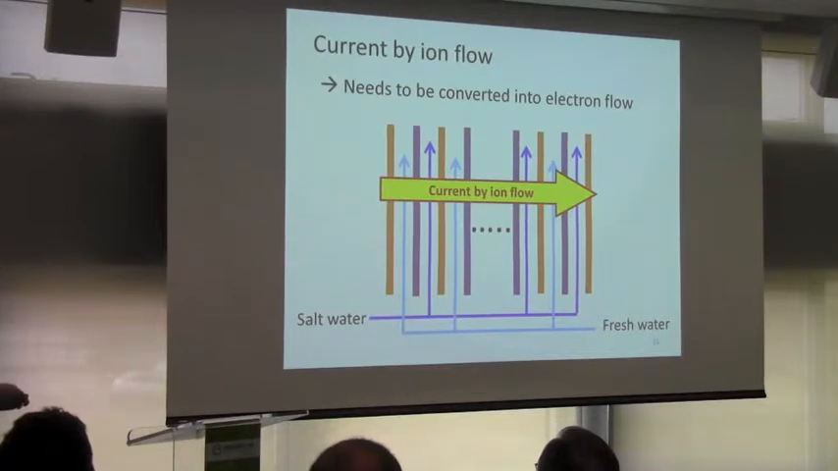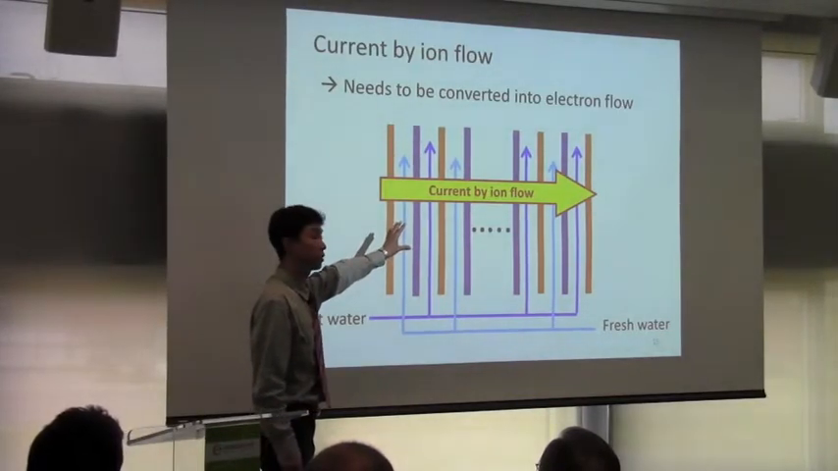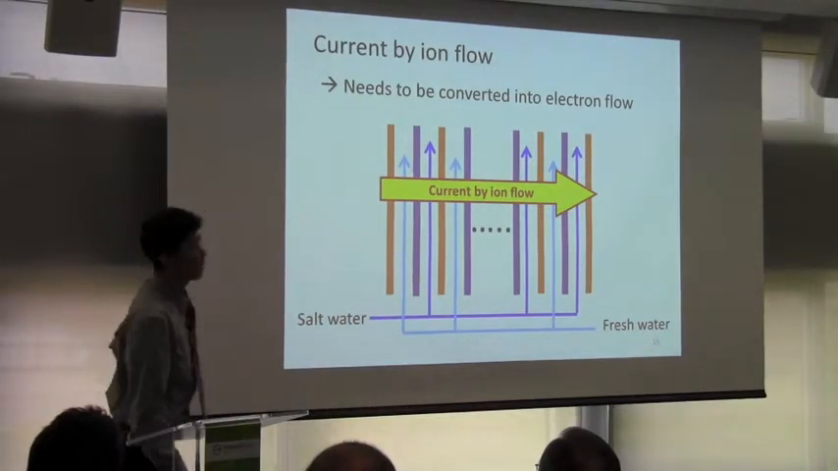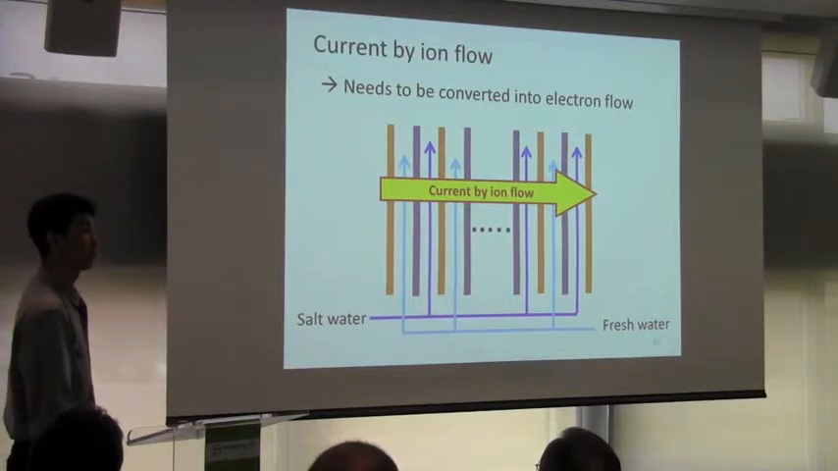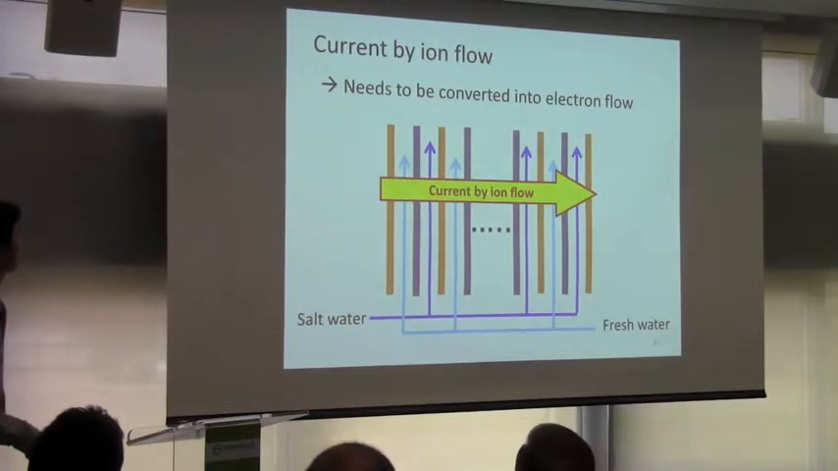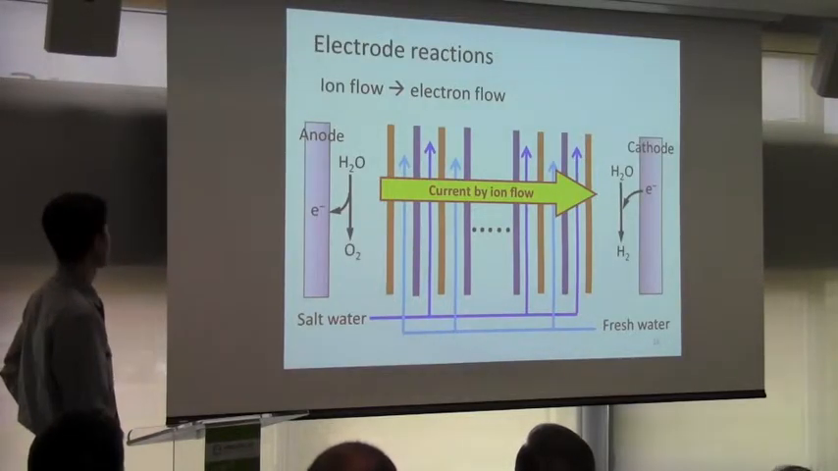And we still need one last step. The electric current in this stack of ion exchange membranes is driven by ionic flow. So we have to convert this flow of ions into a flow of electrons so that we can use it as electricity. So we use electrodes and electrode reactions.